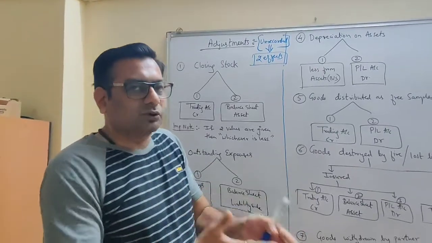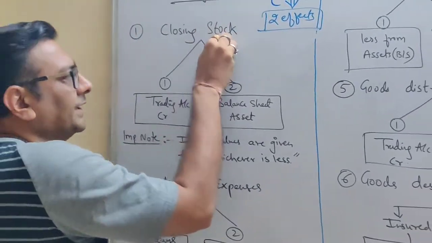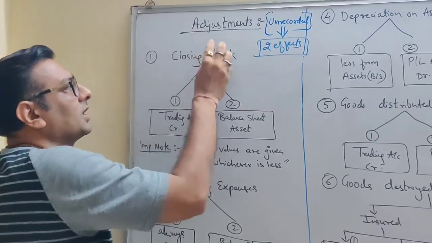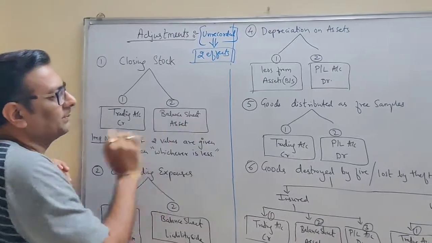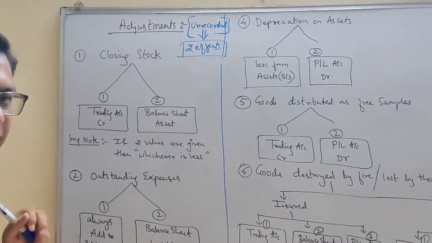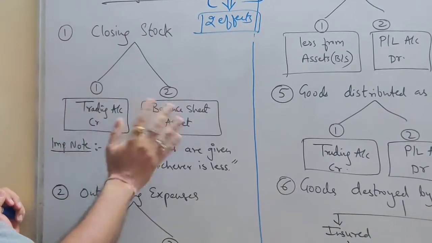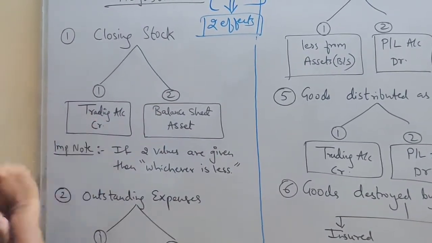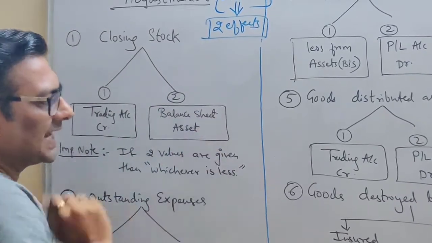We are the owner of that goods. So those goods which are lying in the business at the end of the year are closing stock and it is our asset. So give the second effect on the asset side of the balance sheet. Am I clear with this, students? So always give two effects for closing stock. You will record in two places: one in the trading account credit side, second in the balance sheet asset side.